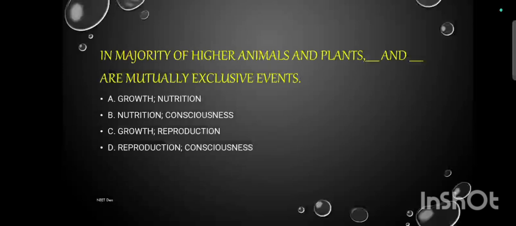Question: in majority of higher animals and plants, dash and dash are mutually exclusive events. So in the options from A to D, combinations of answers for the blanks have been given. In option A, the first blank is filled with growth and the second with nutrition. In option B, nutrition and consciousness. Option C, growth and reproduction. And option D, reproduction and consciousness. So the answer is option C, that is growth and reproduction.